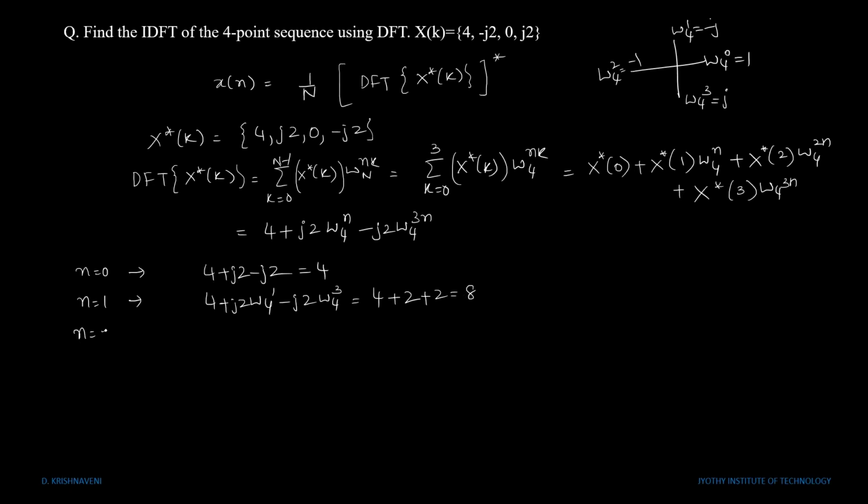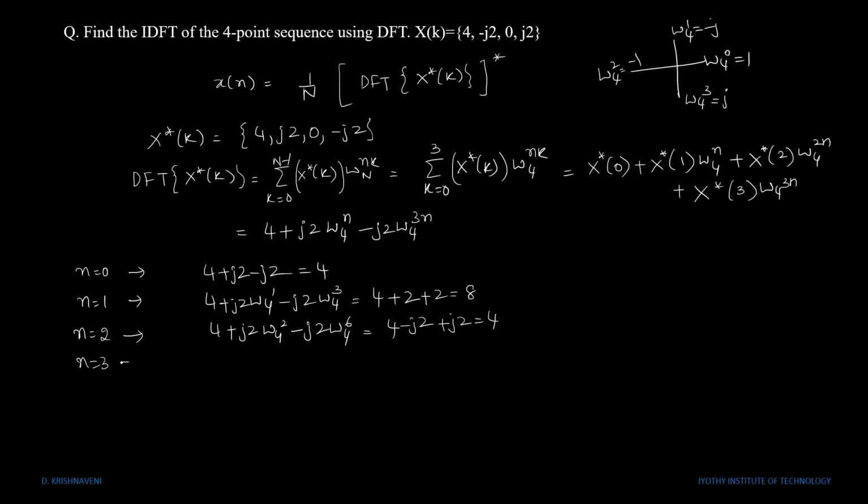Next, substitute n is equal to 2, so we will get 4 plus j2 w4 to the power of 2 minus j2 w4 to the power of 6. w4 to the power of 2 is minus 1, w4 to the power of 6 is equal to w4 to the power of 2, so minus 1. So you have 4 minus j2, and this will become plus j2, 4.